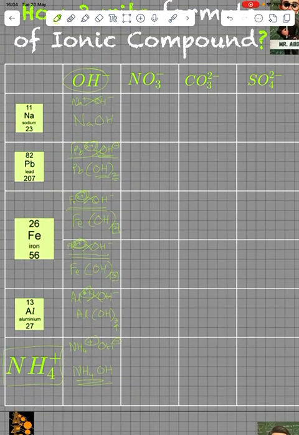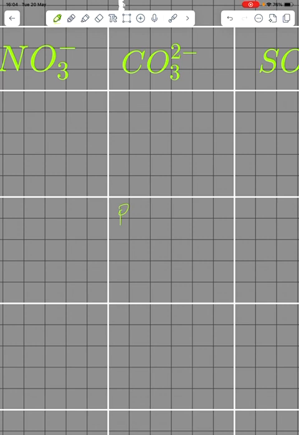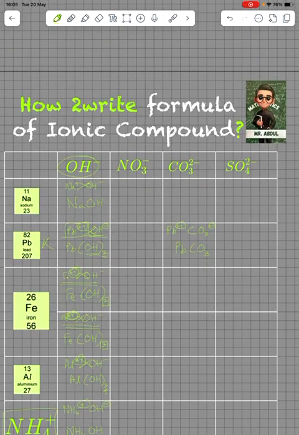Let's say lead with carbonate. Lead is Pb2 plus, do remember that, and carbonate is CO3 2 minus. So 2:2, you can reduce, so it becomes 1:1. So your formula will be PbCO3. Simple.